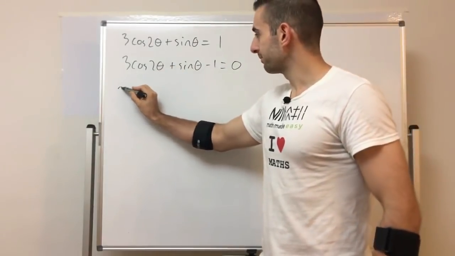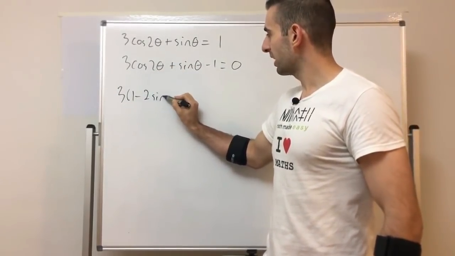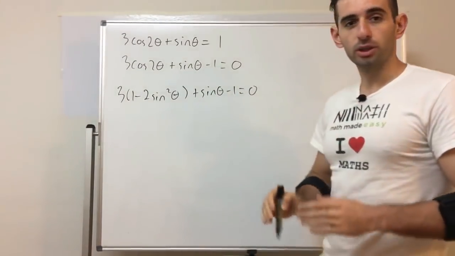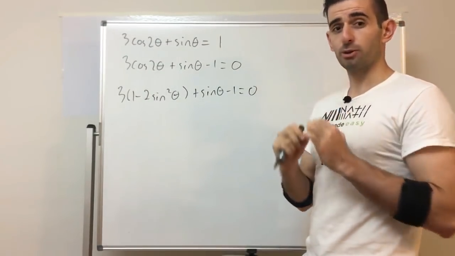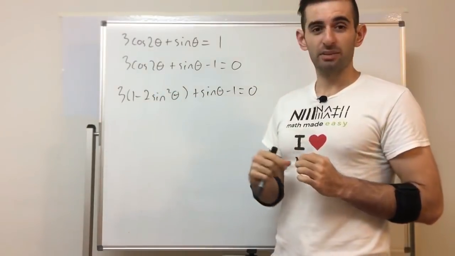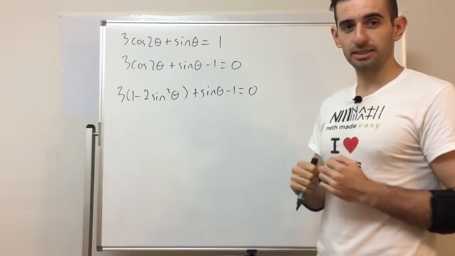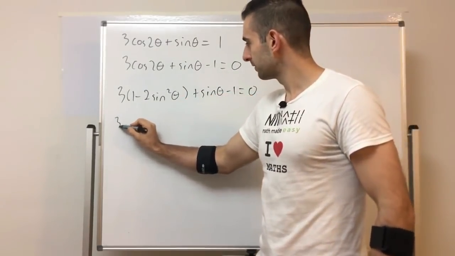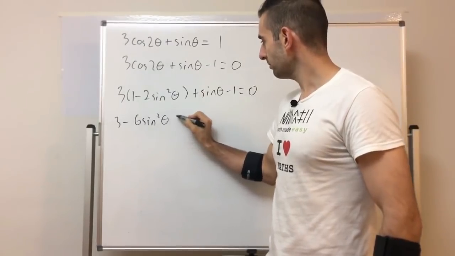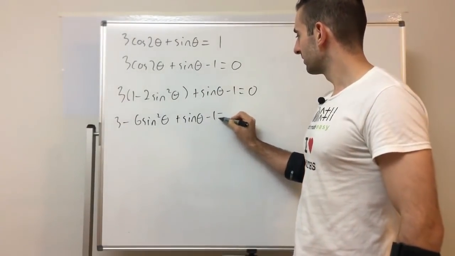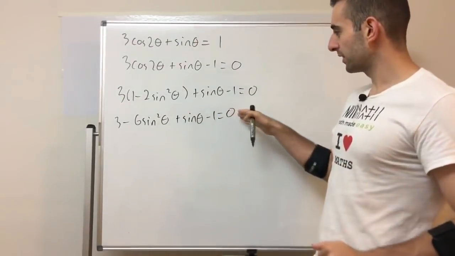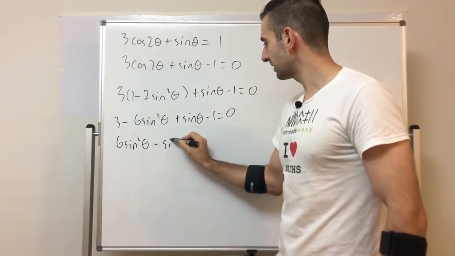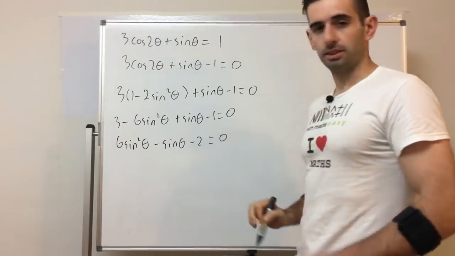Well, we're going to use this one, the one involving just sine theta, because in order to get a quadratic equation, we need to only have sine thetas. If I only have sine thetas, then that will be a lot easier to factorize. So now I've only got sine thetas, there's no coses left. Now I'll just expand, and bring everything to the other side so that this is positive. So we get 6 sine squared theta minus sine theta minus 2 equals 0.